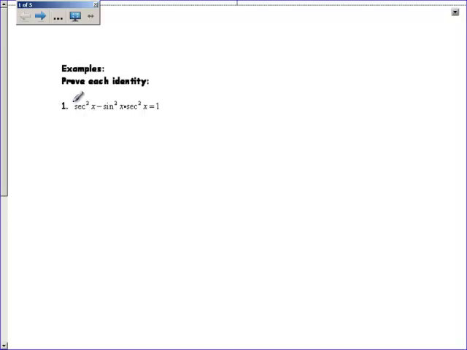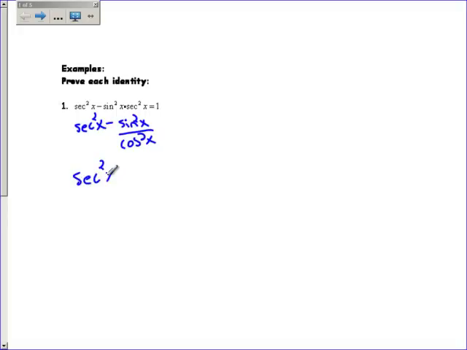I've got to prove this identity, and obviously the left-hand side looks a lot more difficult than the right-hand side. I'm going to do this first one by rewriting this as secant squared x minus sine squared x over cosine squared x, because secant squared is 1 over cosine squared. And then what I have here is sine squared over cosine squared. That is an identity. Well, that is tangent squared. So I'm going to have secant squared x minus tangent squared x.